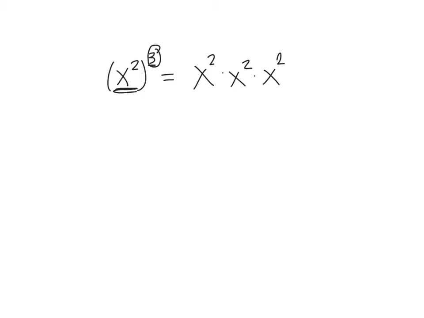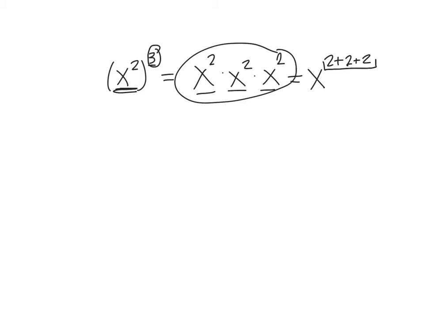So we have 3 of those, and they're being multiplied. And if I use my last rules that we had, we have 2 plus 2 plus 2, right, 2 plus 2 plus 2. But think about that. What is multiplication? Multiplication is repeated addition. I have 3 groups of 2. I have 3 groups of 2.